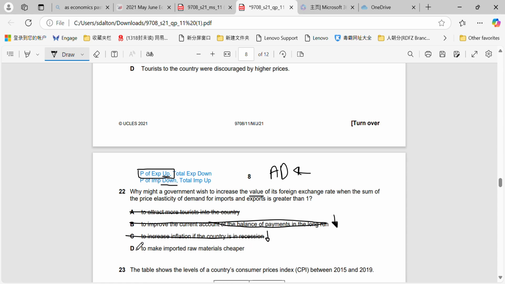So the only logical option left is to make imported raw materials cheaper. Price of imports will reduce. If we're relying on those raw materials to be imported, we may appreciate the value of our currency in order to make them cheaper for domestic firms to receive.